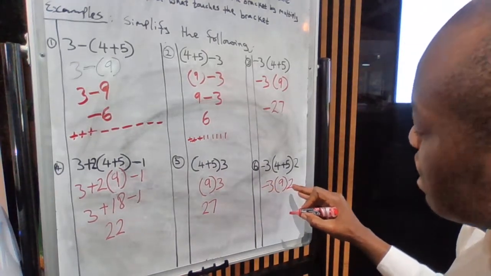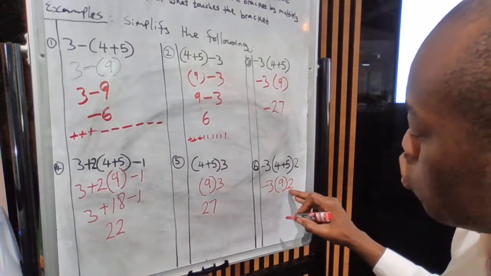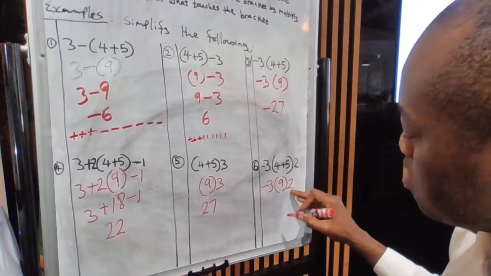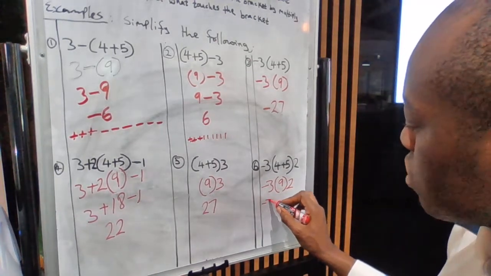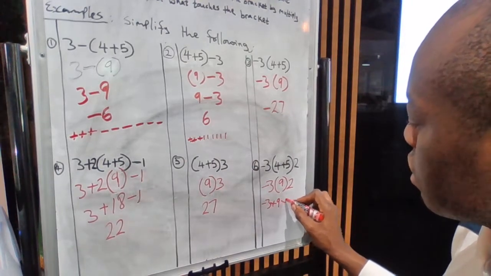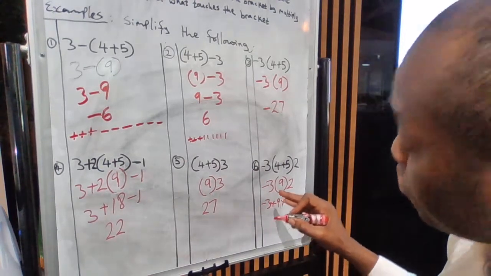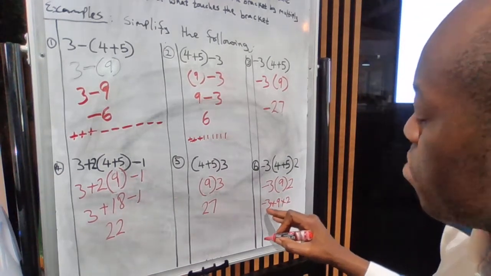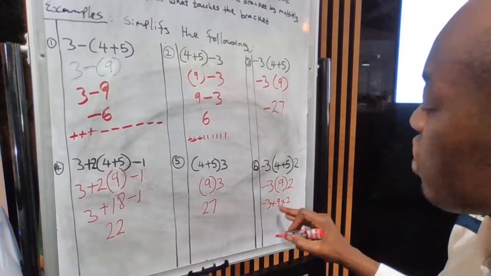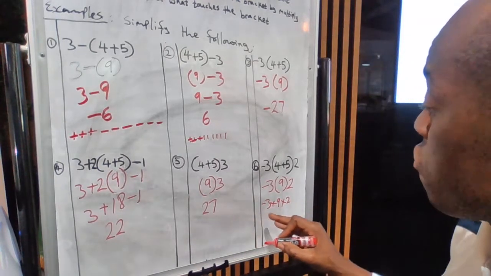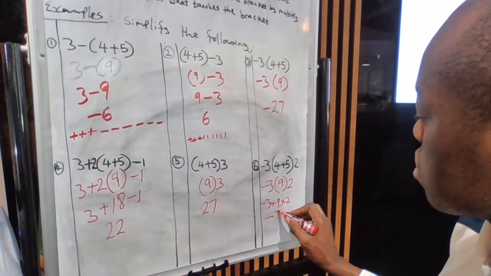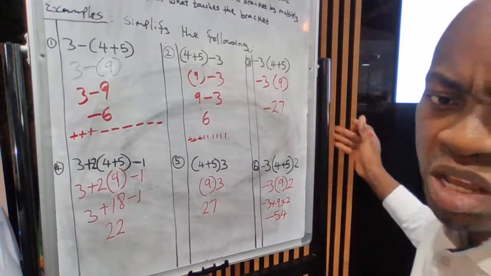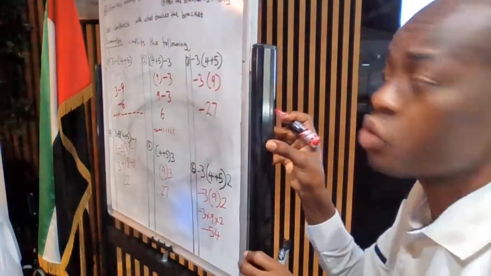Now, let's look at this. The 3, nothing separates the bracket and the 2. That means the 2 owns the bracket. So if the 2 owns the bracket, that means it's 2 times 9 also. That is minus 3 times 9 times 2. So this is what? 3 times 9, 27. Minus 27. Minus 27 times 2 would give us minus 54.